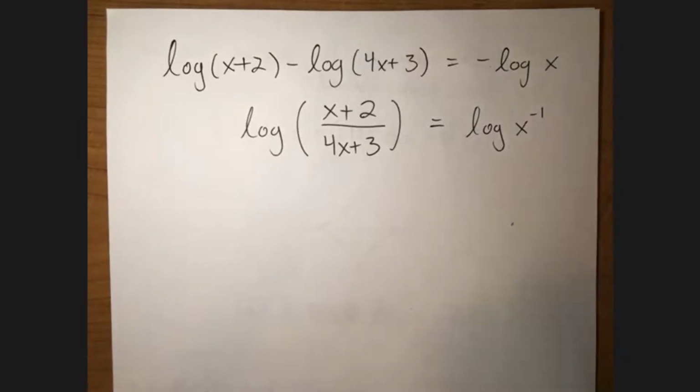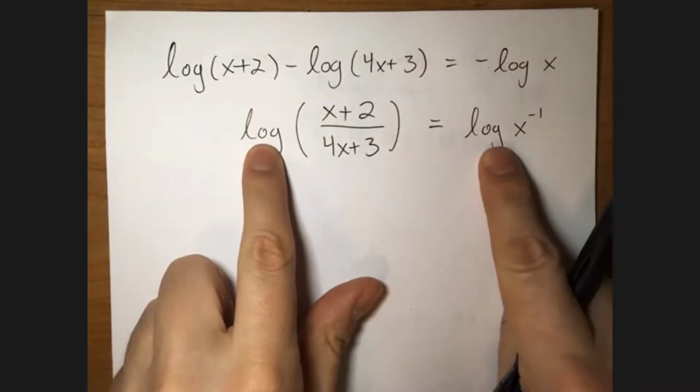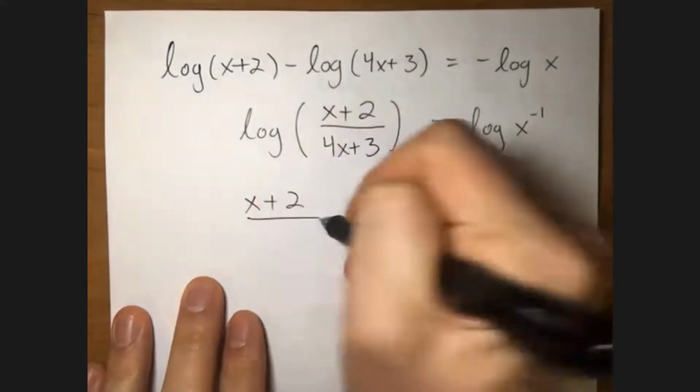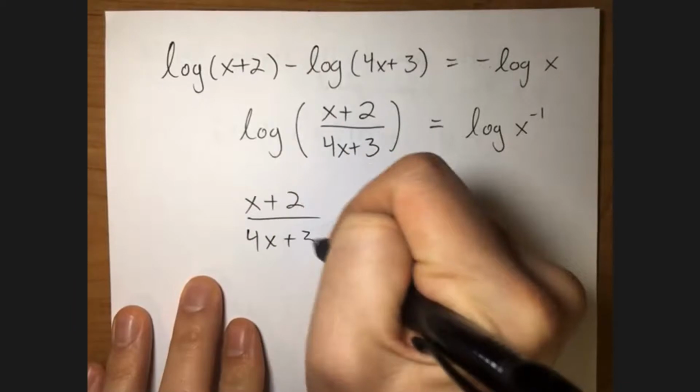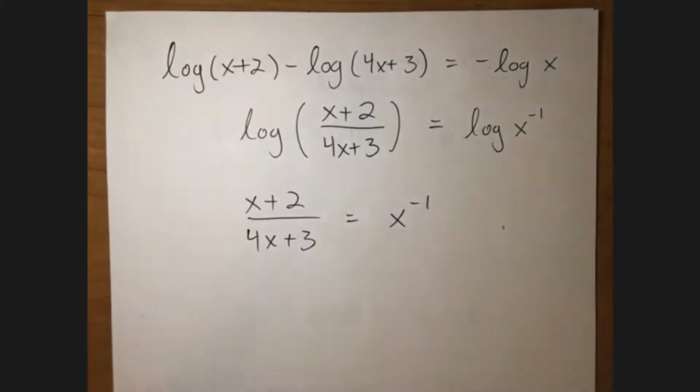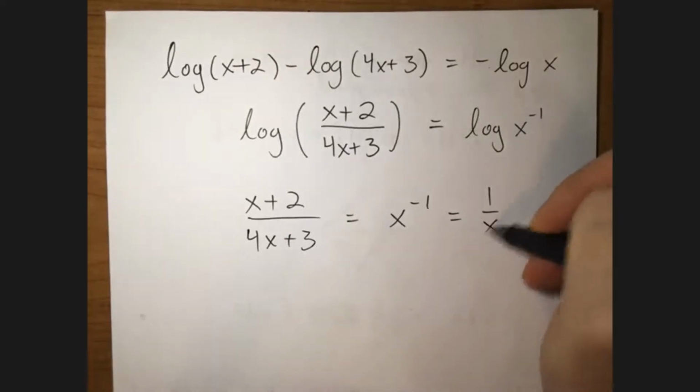Okay, so now I've got it in the form where I can use the one-to-one property. If I have the log of something equals the log of something else, then those things must be the same. So I know that (x + 2)/(4x + 3) must equal x to the negative 1, which, by the way, is the same as saying 1 over x, right?